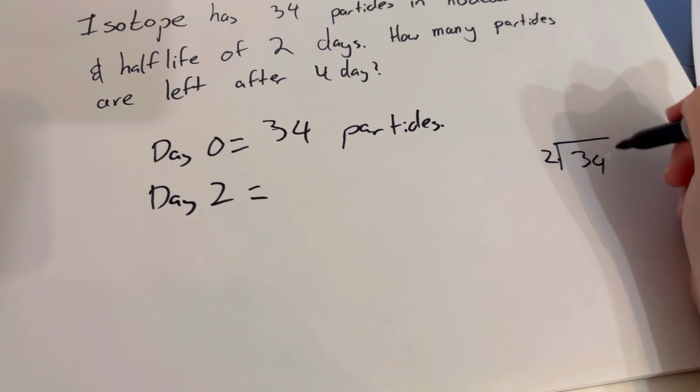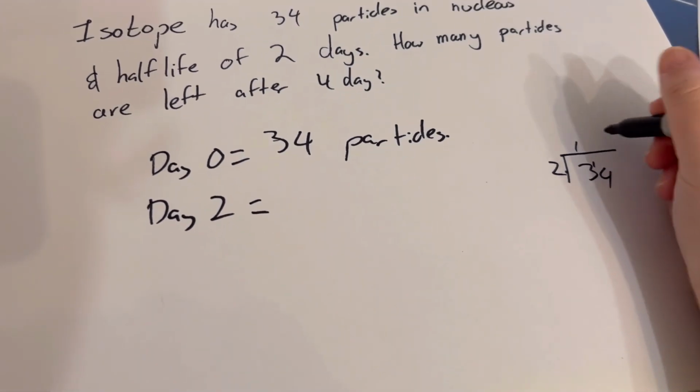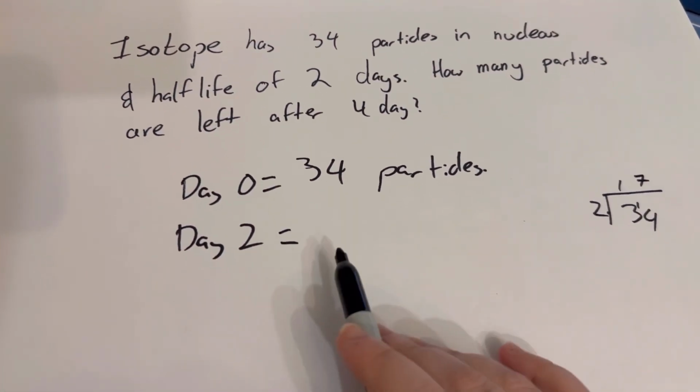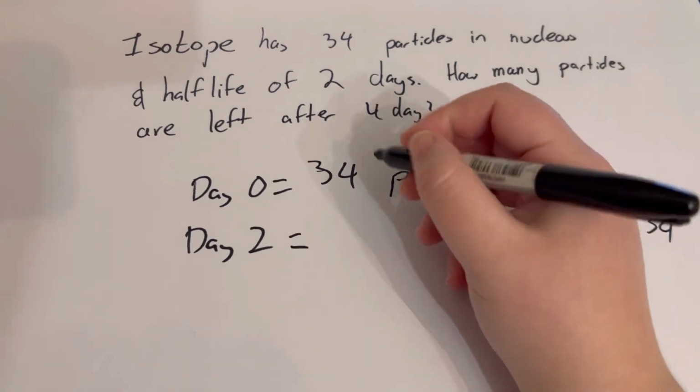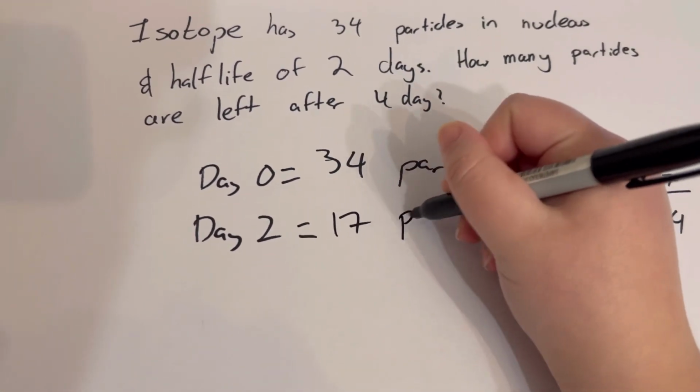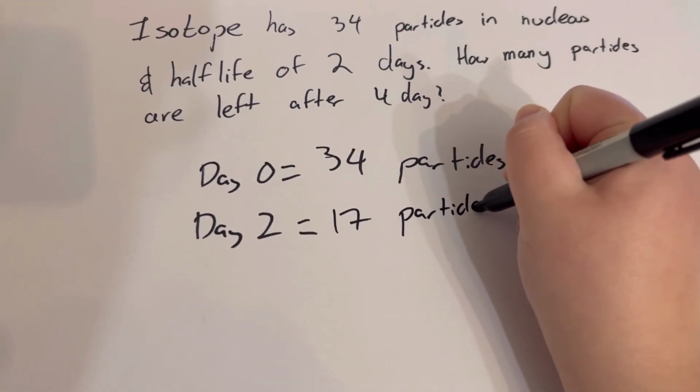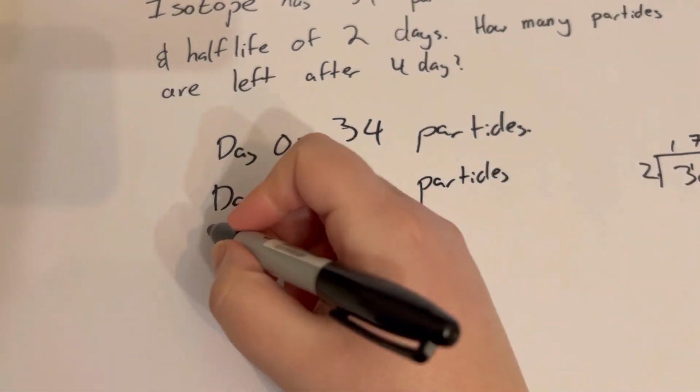Now, if that means you have to write your working out on your test, that's fine. I don't mind you doing that. So day 2, after 2 days, it's going to have 17 particles. Okay?